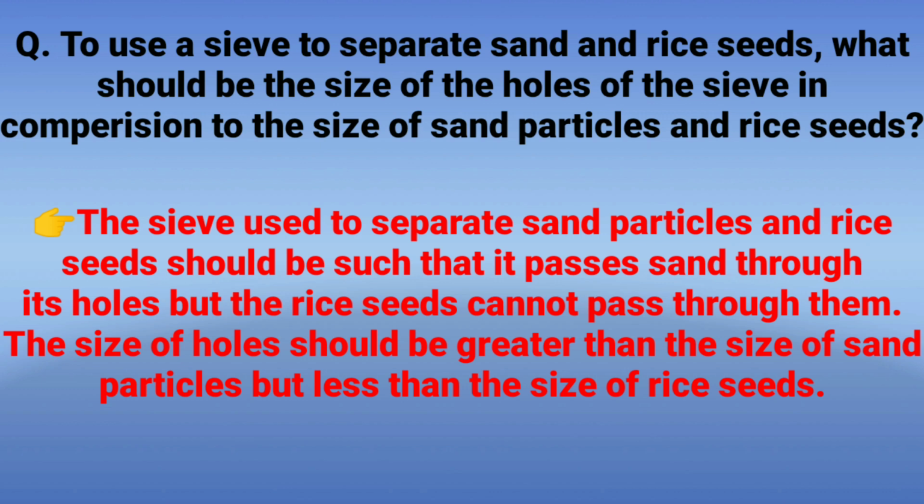To use a sieve to separate sand and rice seeds, what should be the size of holes in the sieve in comparison to the size of sand particles and rice seeds? The sieve used to separate sand particles and rice seeds should be such that it passes sand through the holes, but the rice seeds cannot pass through them. It means the size of holes should be greater than the size of sand particles, but less than the size of the rice seeds so that they cannot pass through the sieve.